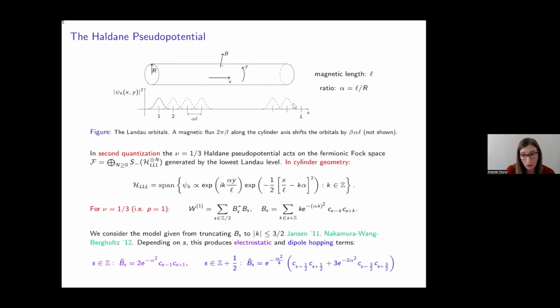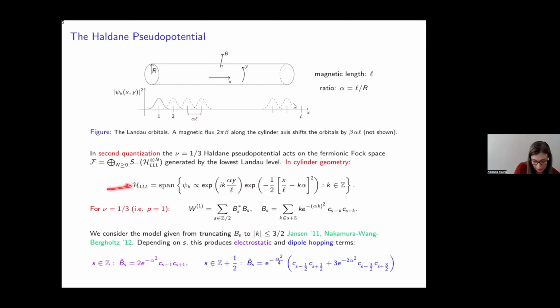All right, so as I said before, we're going to be looking at the Haldane pseudopotential in the cylindrical geometry. And we're going to be looking at the second quantized formulation. And so here, we're going to look at the nu equals 1/3 filling. So we're going to be looking at the fermionic Fock space generated by the lowest Landau level.